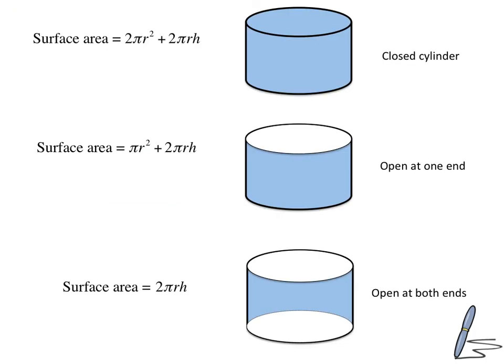Questions might ask you to find the surface area of the closed cylinder. So here's our formula for the closed cylinder. If it's open at one end, you'll only have 1 pi r squared, or one circle, so you have 1 pi r squared plus 2 pi r h. And if it's open at both ends, you just have the curved surface, which is 2 pi r h. So remember, that's the rectangle, that's the length times the breadth, so 2 pi r h.